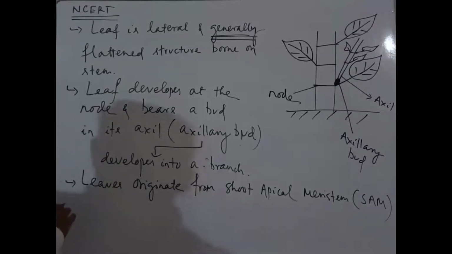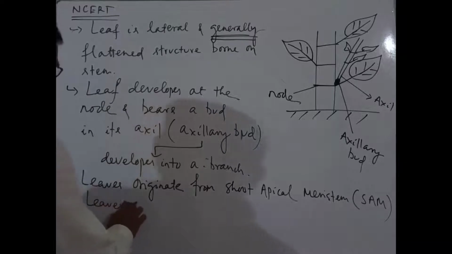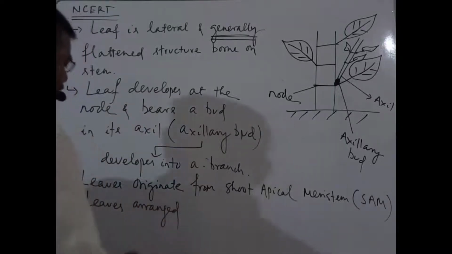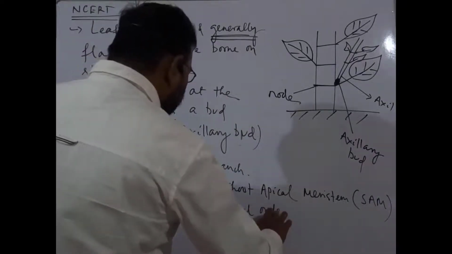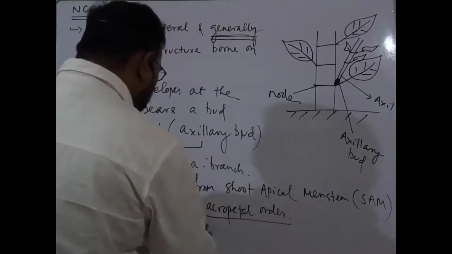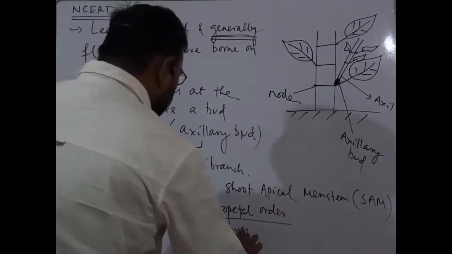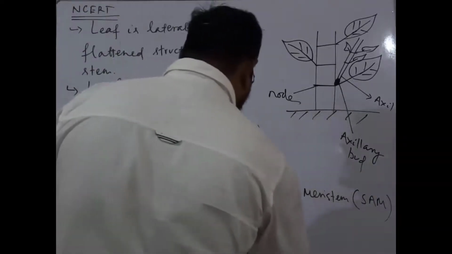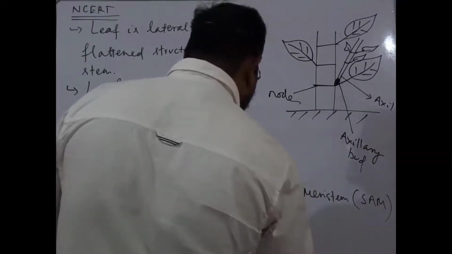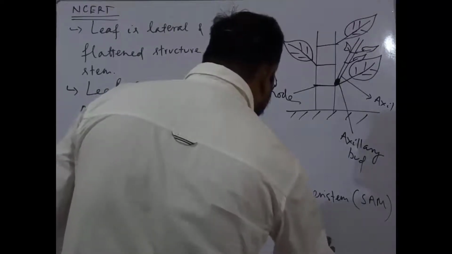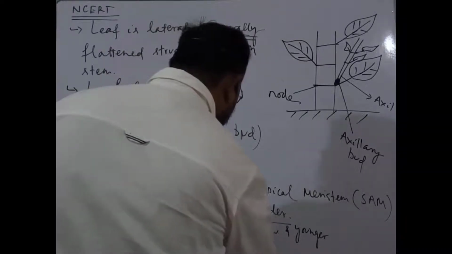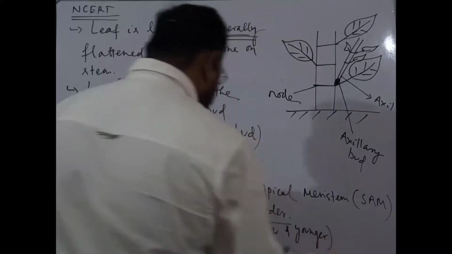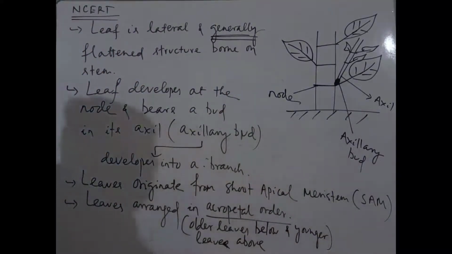Leaves arranged in acropetal order. So what do you mean by this acropetal order? इसका मतलब है older leaves below and younger leaves above. Older leaves below and younger leaves above.